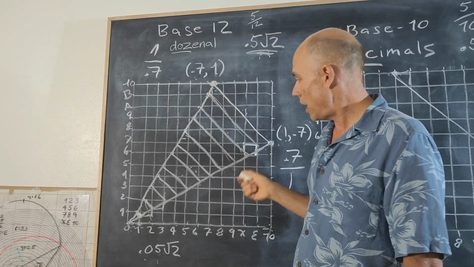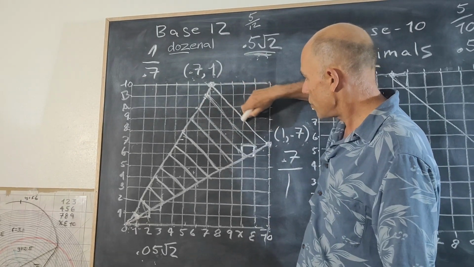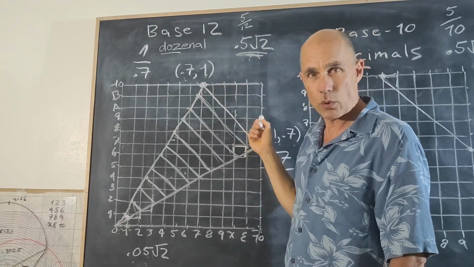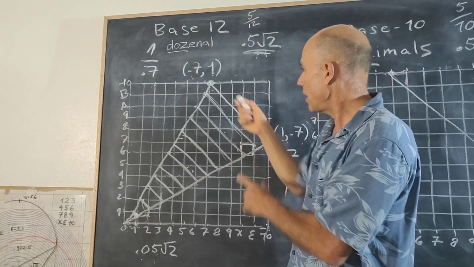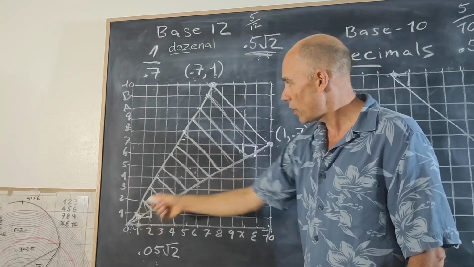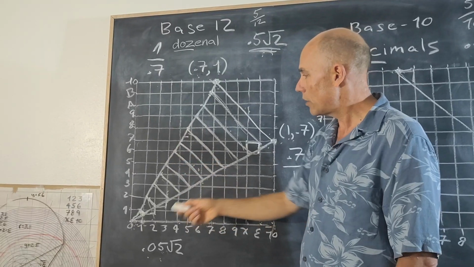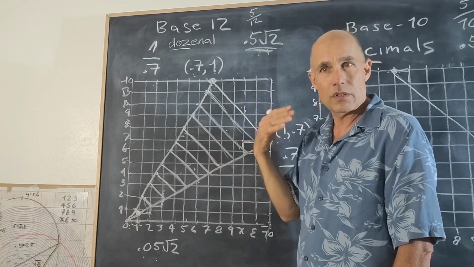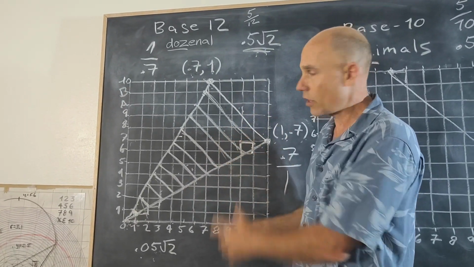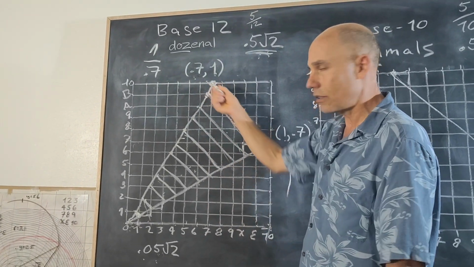So here I've also drawn, I've gone up the length here of 0.7, then across here, 1, 2, 3, 4, 5, and we have a length of 0.5 root 2 in base 12. So from a base 10 perspective, that length is 5/12 of root 2. If we drew a line all the way across here, that would be one complete length of square root of 2. And so 5 little squares is 5/12 of that on this Cartesian plane, or the Dozenal version of the Cartesian plane.